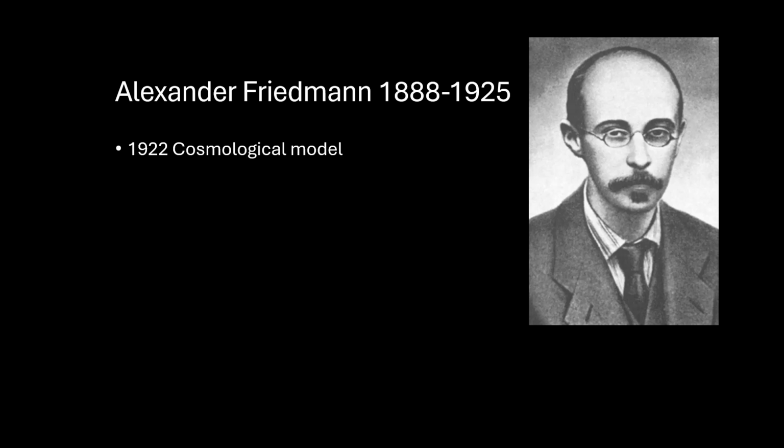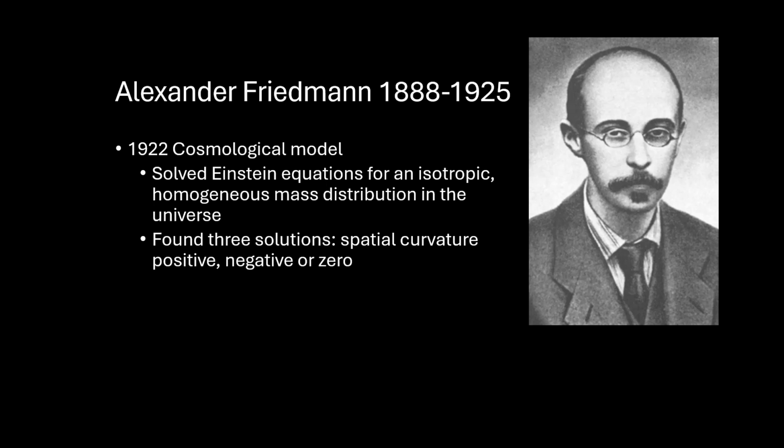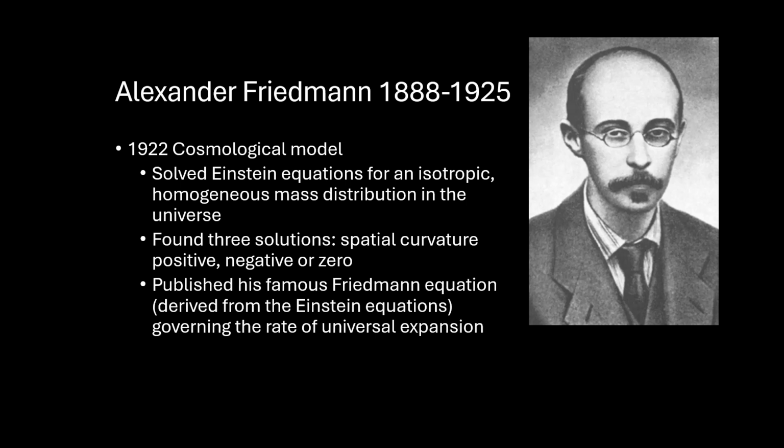Now, Alexander Friedman in 1922 published a cosmological model, and actually it was 3 solutions to the Einstein equations. He assumed that the Einstein equations would have maybe an isotropic, homogeneous mass distribution. So mass is distributed throughout the universe in an even way, and it will look the same from every perspective. He found 3 solutions, one with spatial curvature positive, one with negative, and one with 0 curvature. These all have Big Bangs.